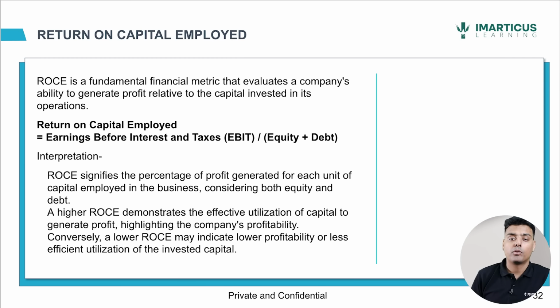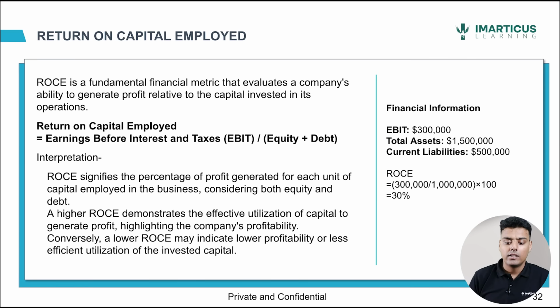Return on capital employed is calculated using the formula EBIT, or earnings before interest and tax, divided by equity plus debt. This tells me how much are my earnings before paying my interest and taxes as a percentage of my capital employed. Capital employed, what do you mean by capital employed? Capital employed means the total funds invested in the company by owners and by lenders. So that is where I take equity plus debt.